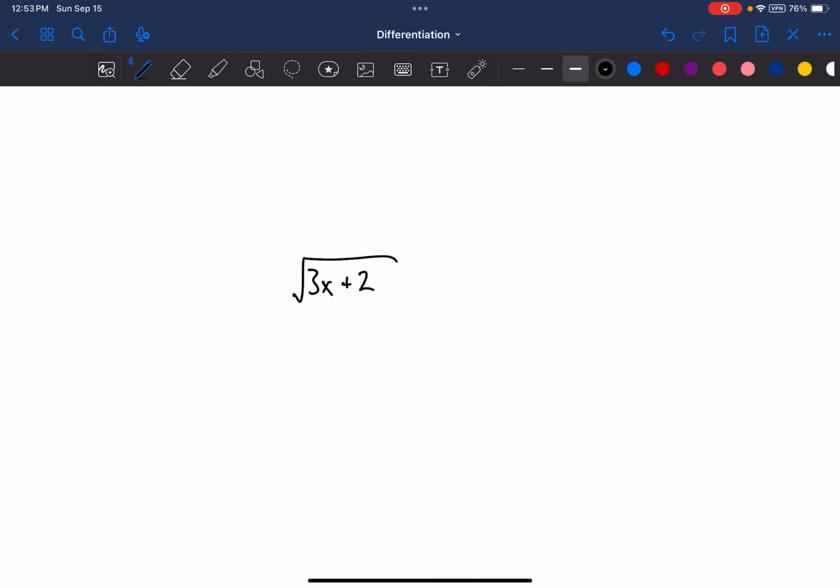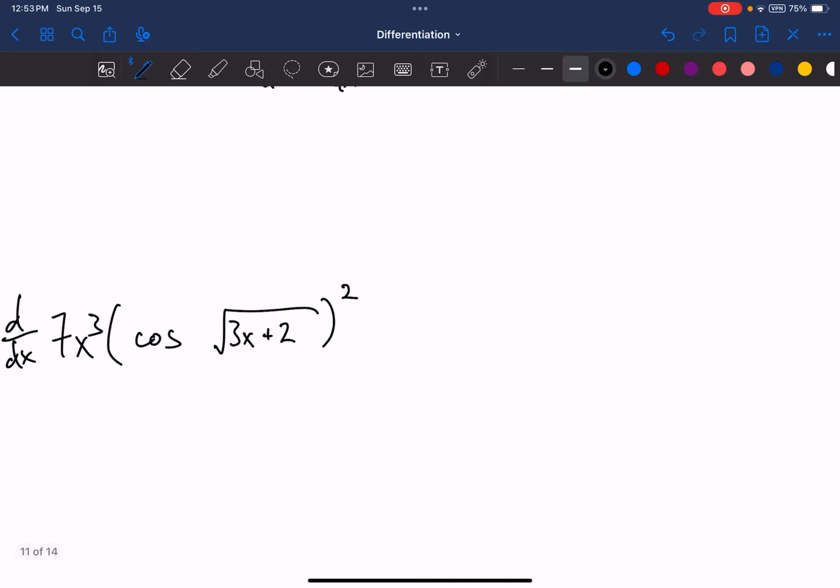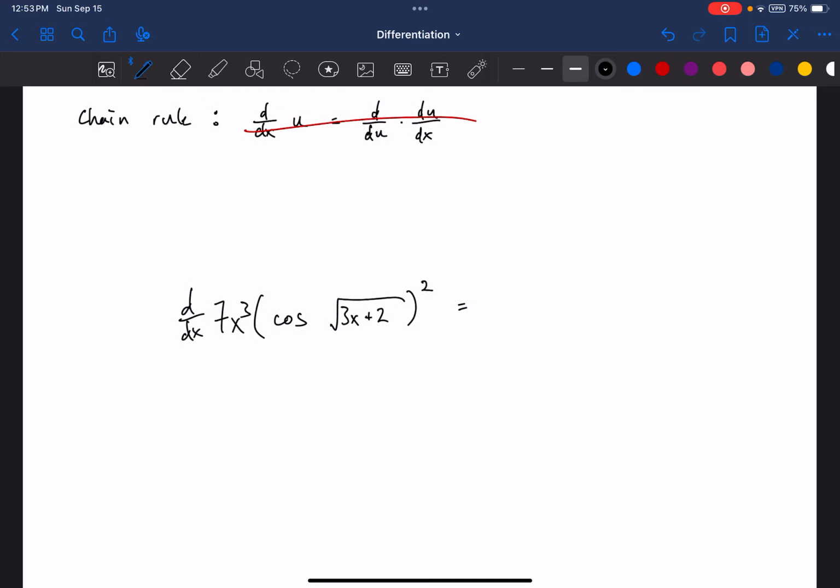and then I root this or something, and then I put cosine here, and then this 2 is this squared, and then times, I don't know, 7x cubed, something like this. Very confusing, but it's okay. You have to relax. So I will just try to differentiate this, okay? So how to do chain rule?